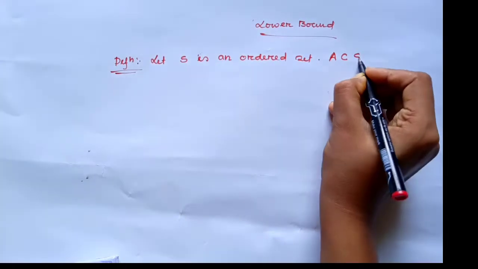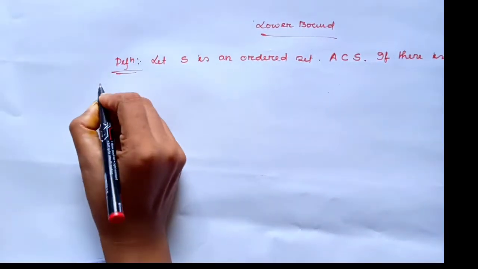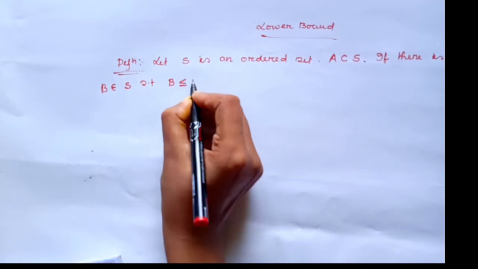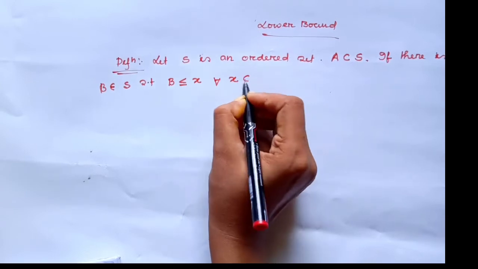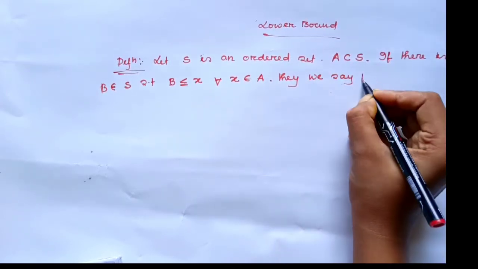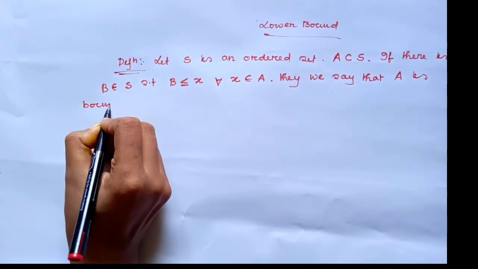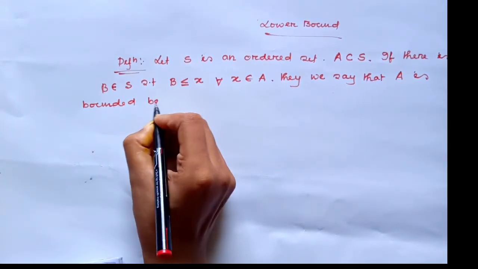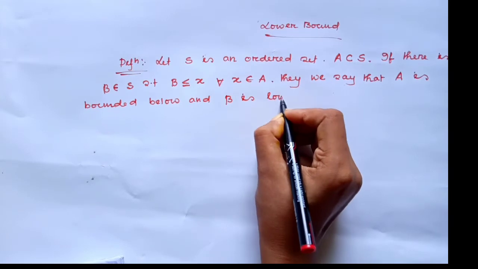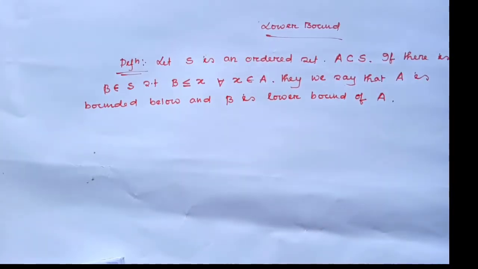and A subset of S. If there is beta belongs to S such that beta less than or equal to x for all x belongs to A, then we say that A is bounded below and beta is a lower bound of A, right? Okay.